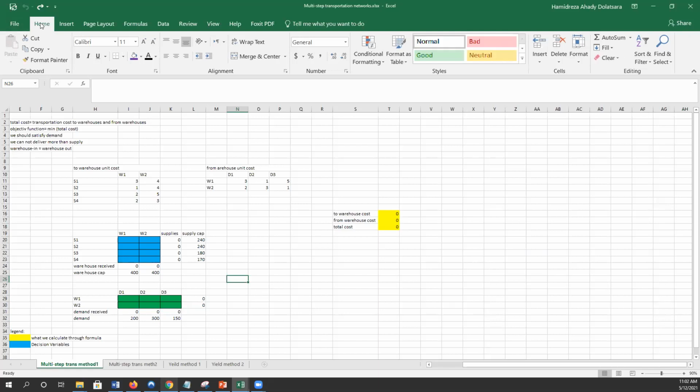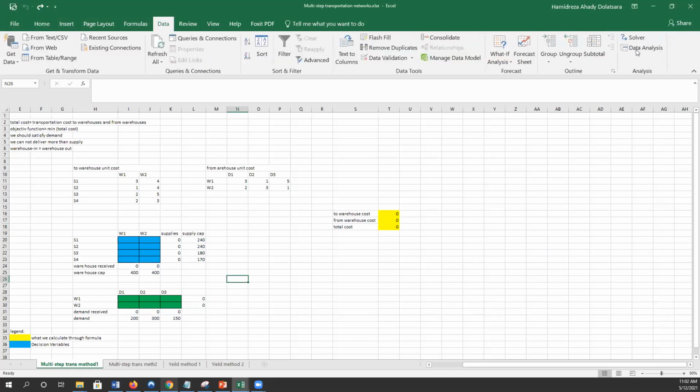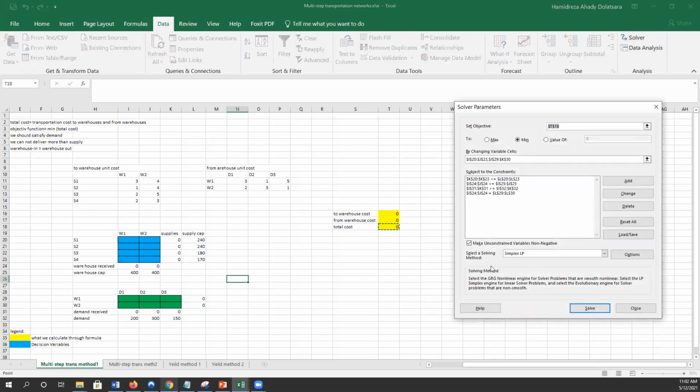So if you look at the last one, let's look at J24, I24.